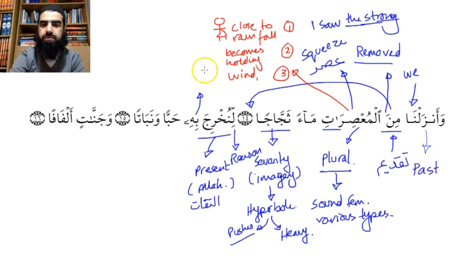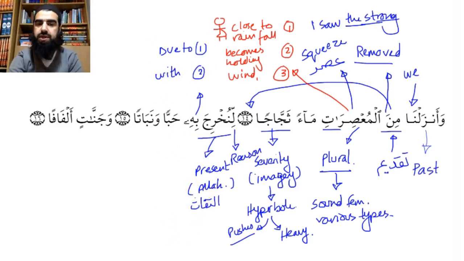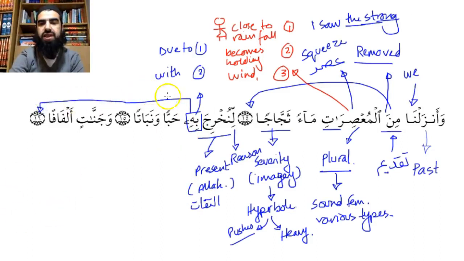Bihi. Now the word bihi here is a preposition, harf jar. It comes for either due to, right, reason, or with. So linukhrija bihi can either mean due to it or with it. Bihi. Right, so the he actually can go back to the ma, the water itself that comes from the sky. Right, so we have this bihi. Now this bihi is actually being brought forward. It should have been right at the end over there.